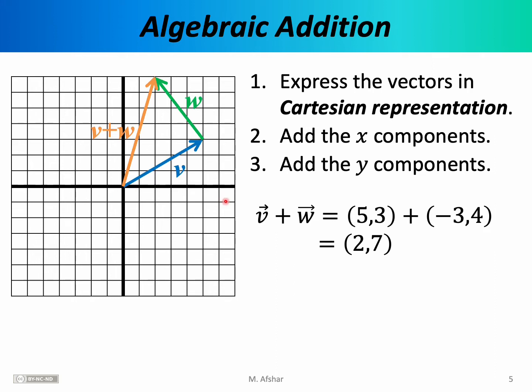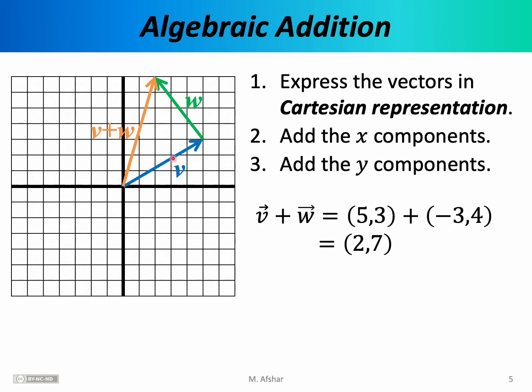When you want to algebraically add two vectors, the very first step should be to express the vectors in Cartesian representation. Remember, we have two representations for writing vectors down, the Cartesian and the polar. When it comes to the algebraic addition, you must work in Cartesian representations. This procedure does not work for the polar representation. Once you have the vectors in the Cartesian representation, the rest is relatively straightforward. You simply add the x components, and then you simply add the y components.